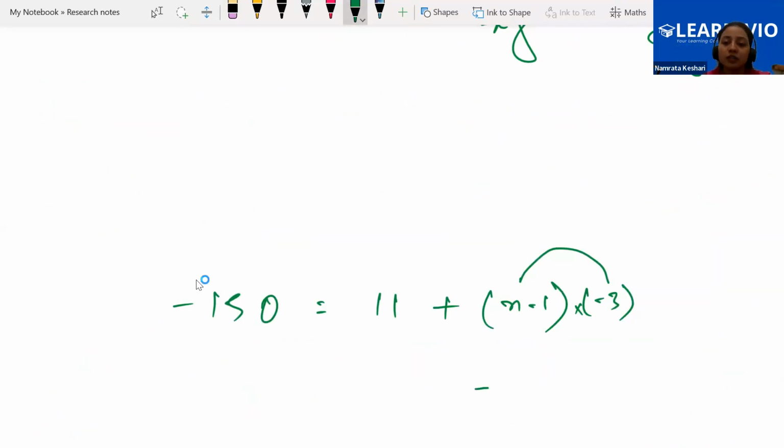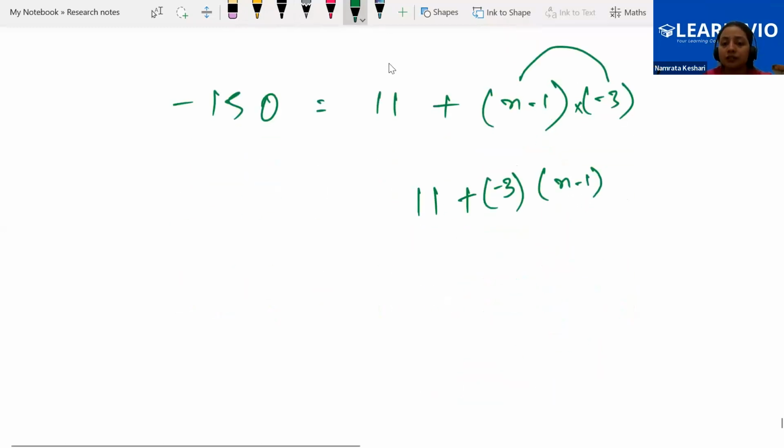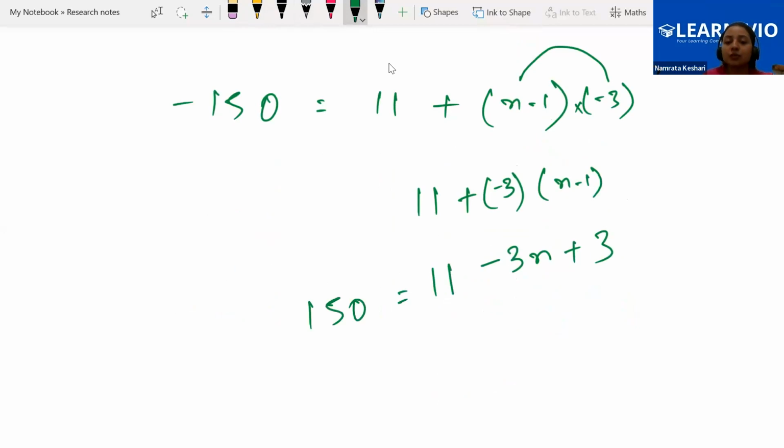You can multiply, so you can write it as minus 3n. If you write minus 3 in front, it will make more sense. If you write this minus 3 in front and then multiply with n minus 1, it will be clearer that it is minus 3n plus 3 from the other part, and it will be just 11 over here. This is just another way of doing the calculation.